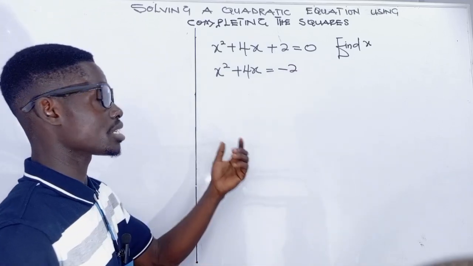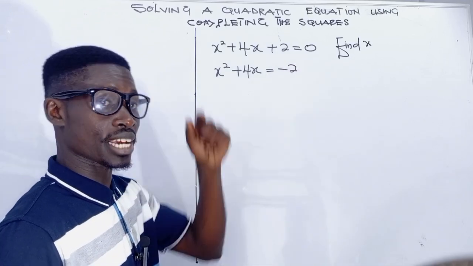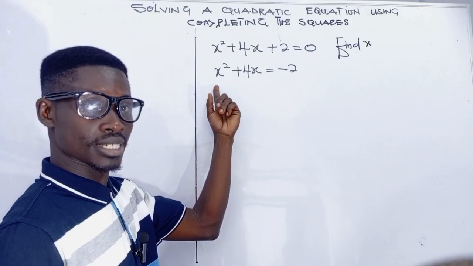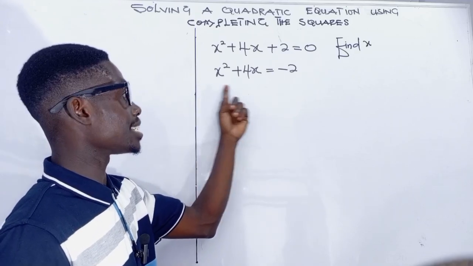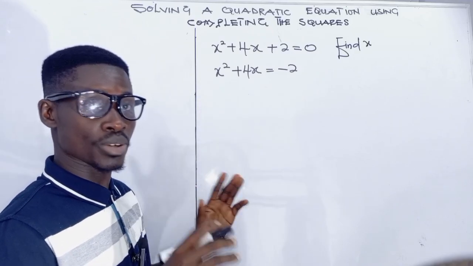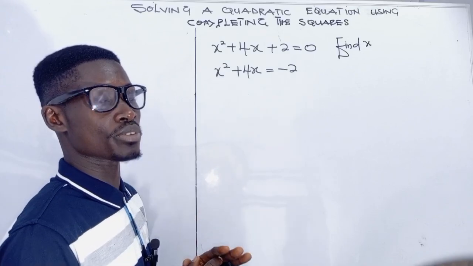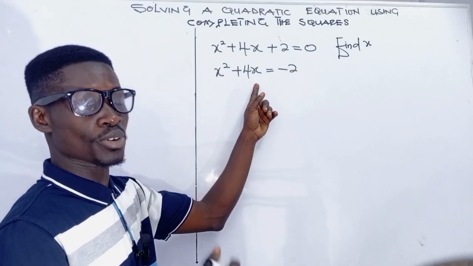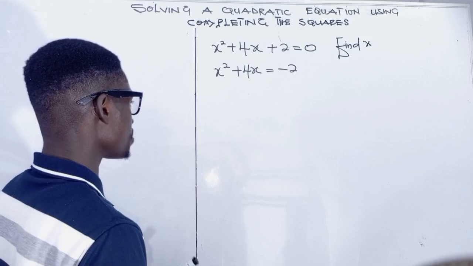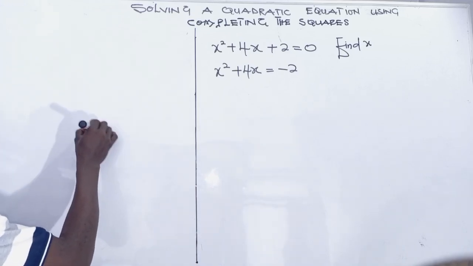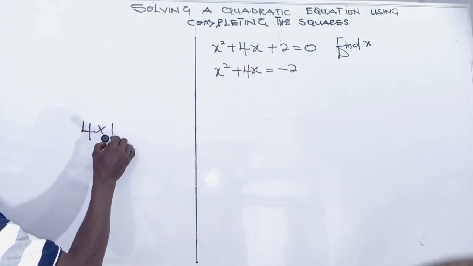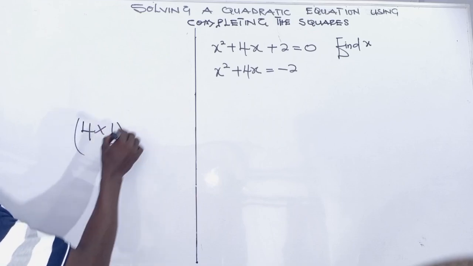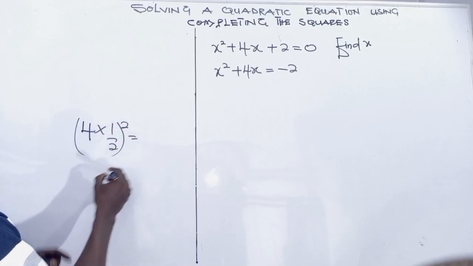So once we are done with this, we have to make sure that the coefficient of x squared is 1. Since the coefficient of x squared in this question is 1, we are not going to touch it. Then we move on to the coefficient of x. To complete the square, we are going to multiply the coefficient of x by half, and then we square it. So this is going to give us what?